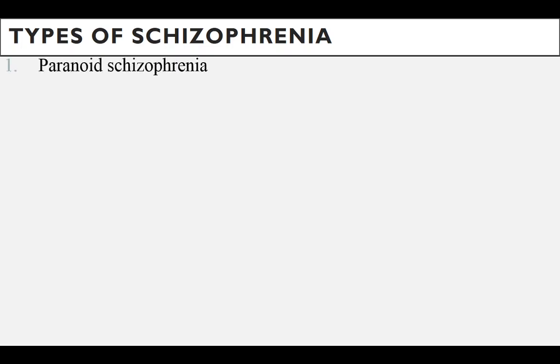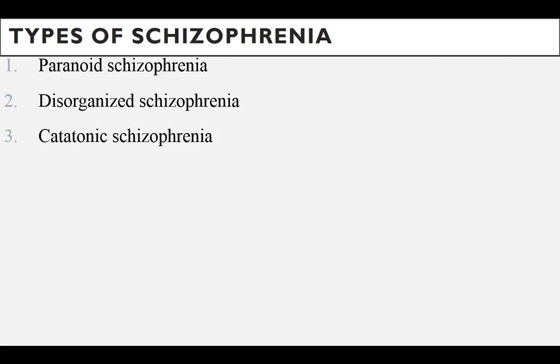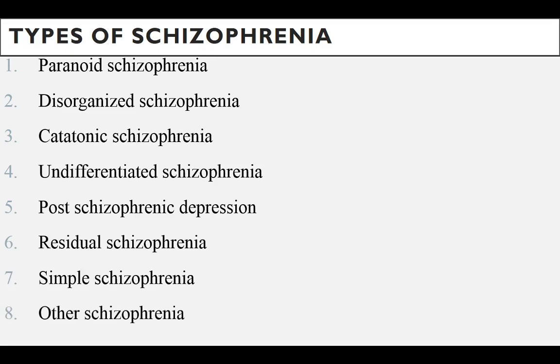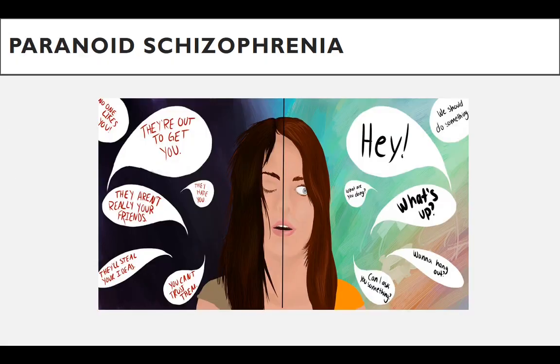Let's list them one by one. The first type is paranoid schizophrenia. The second is disorganized schizophrenia. The third is catatonic schizophrenia. Fourth, undifferentiated schizophrenia. Then post-schizophrenic depression, residual schizophrenia, simple schizophrenia and other schizophrenia. So today we will see the different types of schizophrenia.